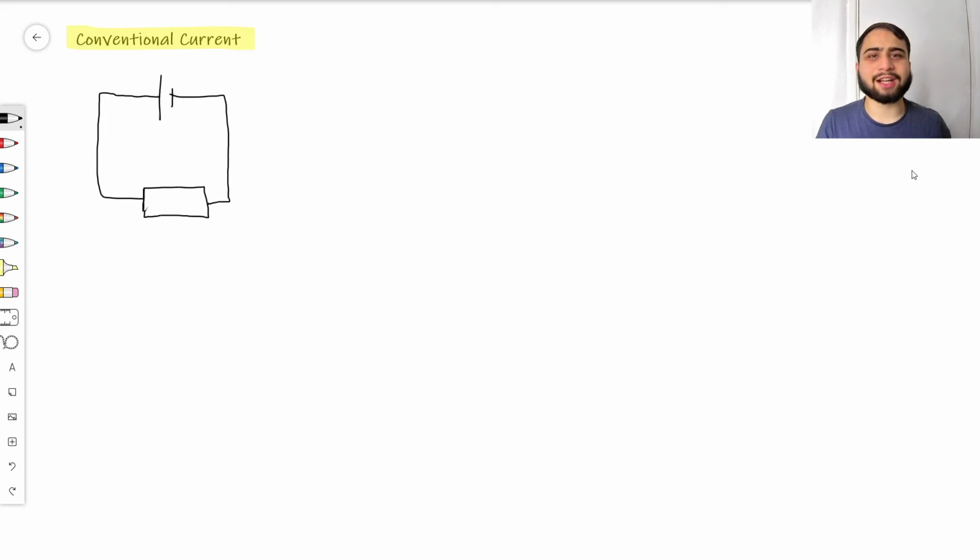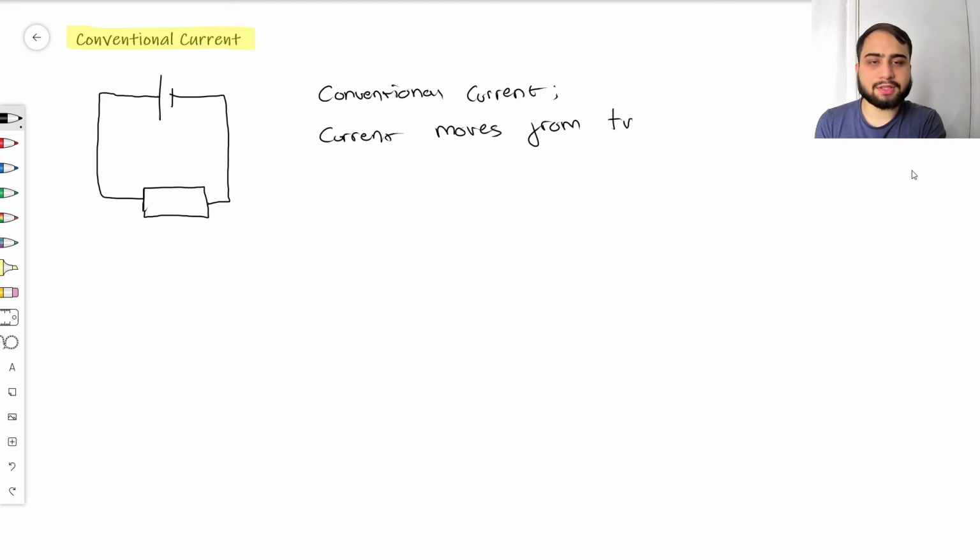Okay, so now let's have a look at conventional current. Now this is a bit weird because it confuses students after they've just learned that, oh, charge flows from negative to positive, but conventional current says that current moves from positive to negative. Okay, so this would mean that if this is the positive terminal and this is the negative terminal, current, which is given the symbol I, is flowing this way through our circuit.